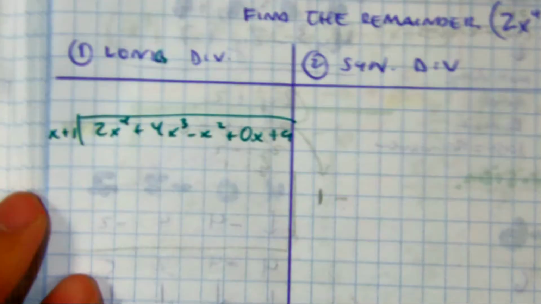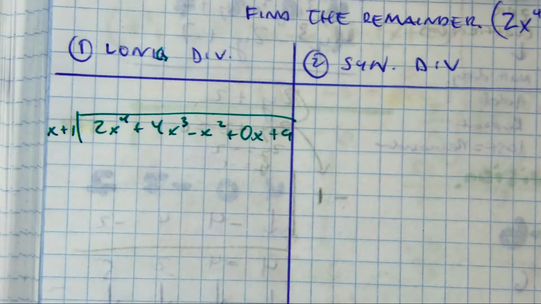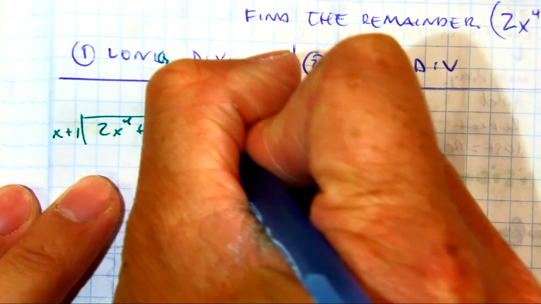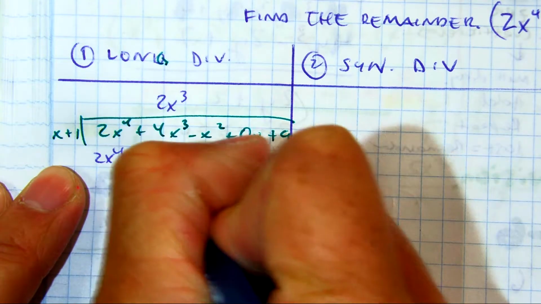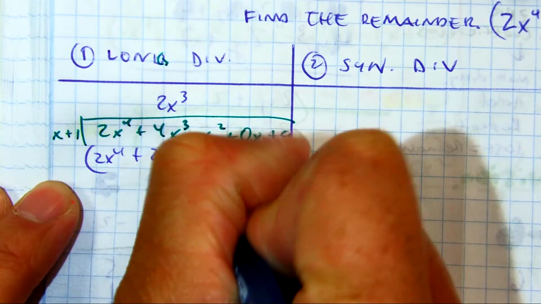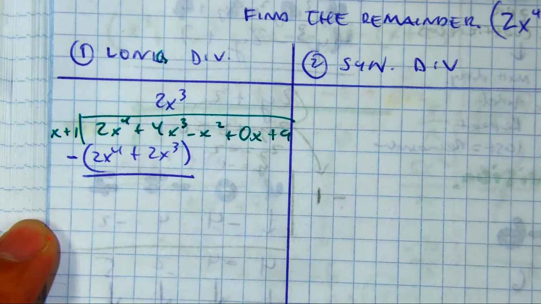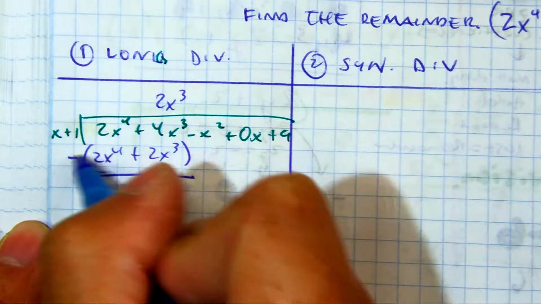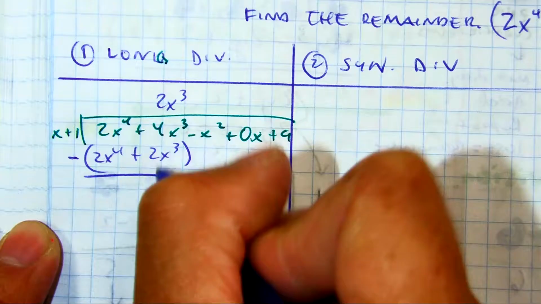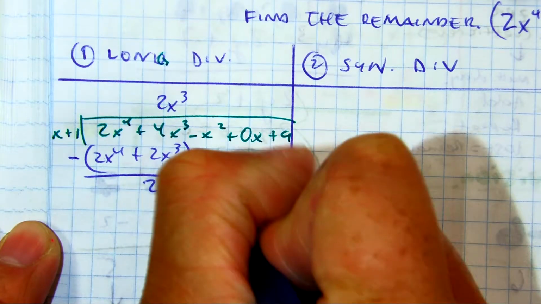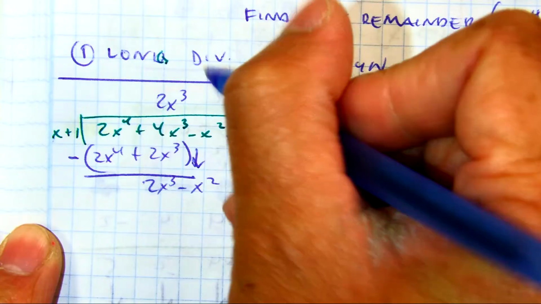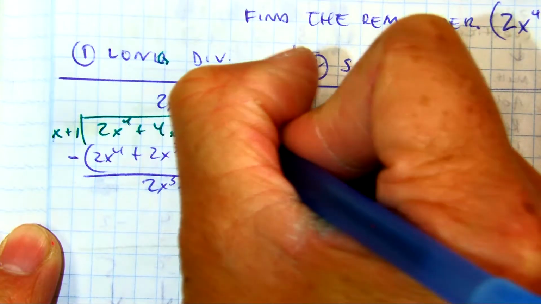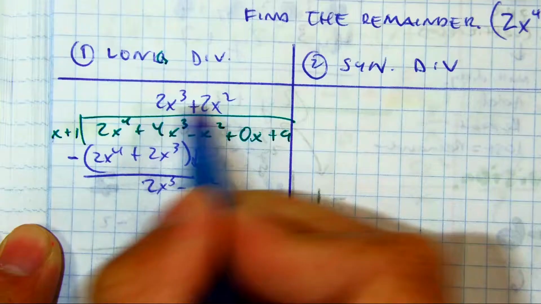Class, x goes into 2x to the fourth 2x cubed. We multiply that, I get 2x to the fourth plus 2x to the third. Then I'm going to subtract. 2 minus 2 is 0. 4 minus 2 is 2. Bring it down, negative x squared. x divided into 2x to the third is 2x squared. So then I multiply.